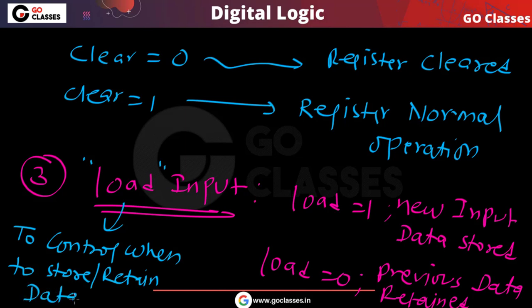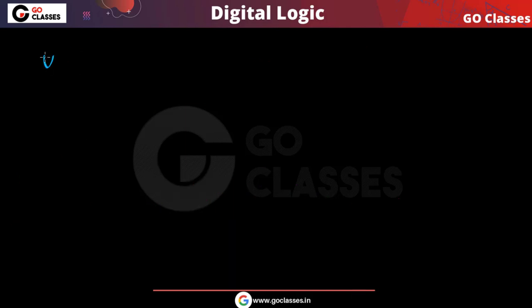If you want to store new data or retain the previous data, for that we need this control input. You can also have some more inputs. For example, you can have something called preset.